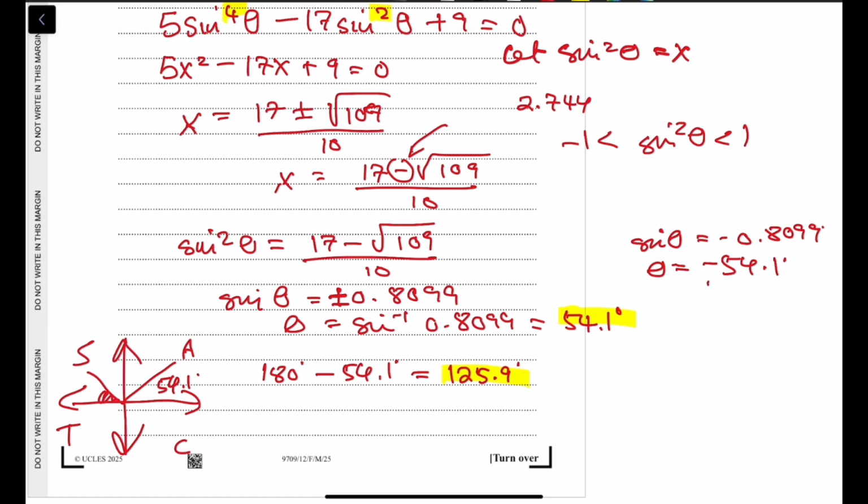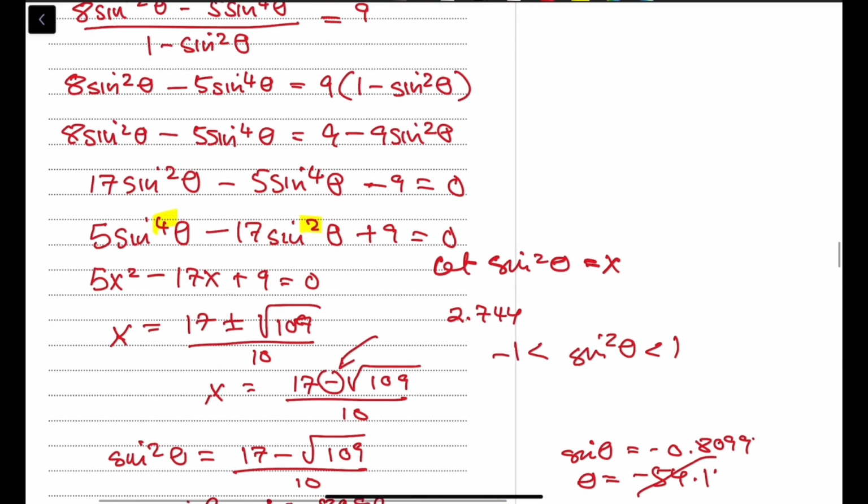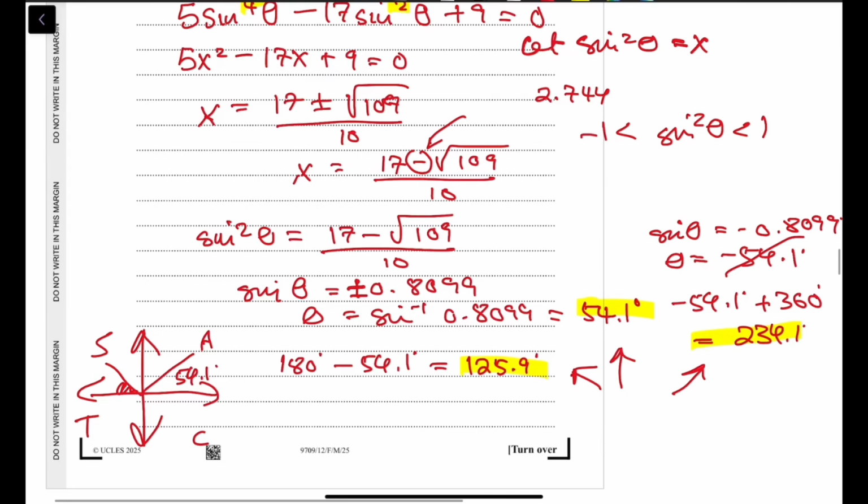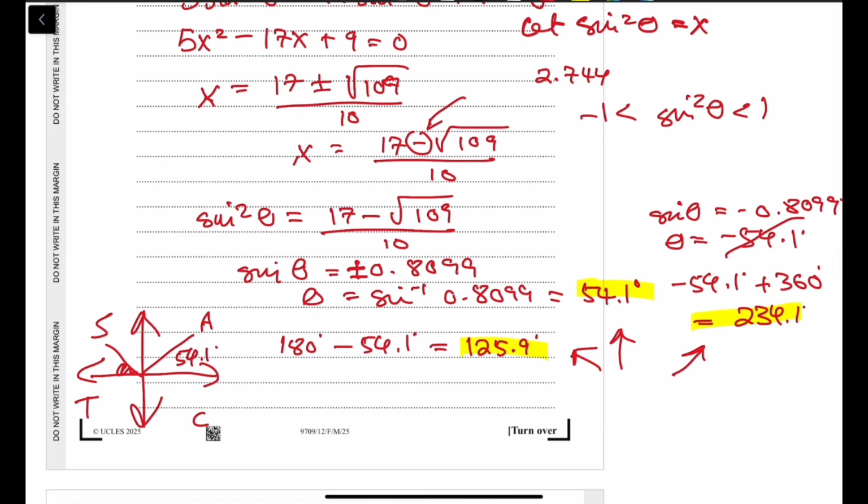However, this does not lie within the range, but if we do add 360 degrees, it will end up with 234.1 degrees, which does lie within the range. So these are our three answers that lie within the interval. Something we should have noted down earlier is that since we square rooted, it is plus minus as well.